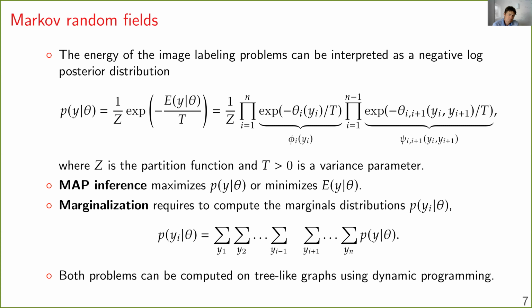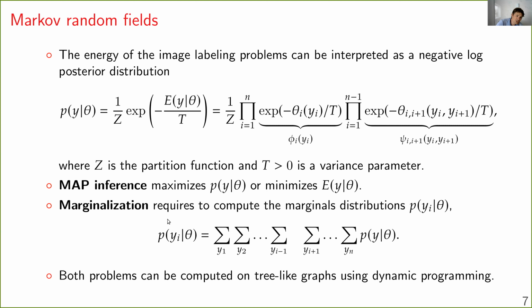And there are two popular methods for performing inference on such Markov random fields. One is the so-called maximum a posteriori inference. It's called maximum a posteriori inference because you're trying to find that labeling of your problem that has the highest probability, the highest posterior value, and this is clearly equivalent to minimizing the energy.